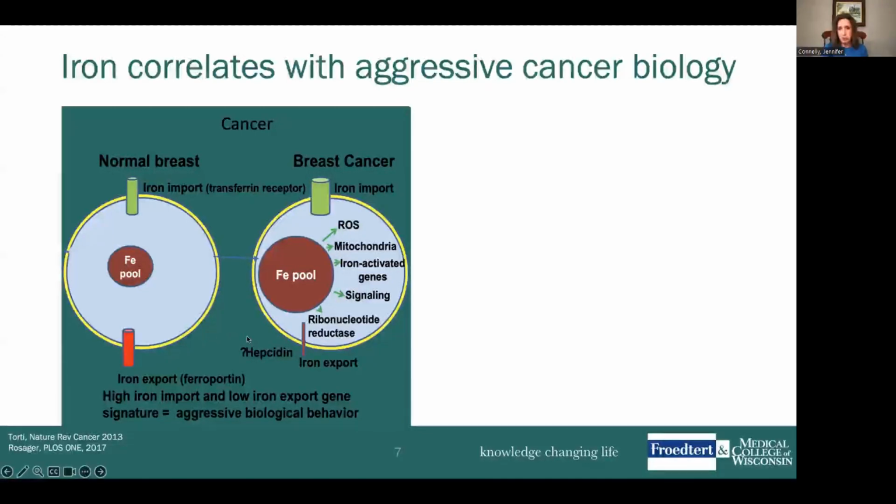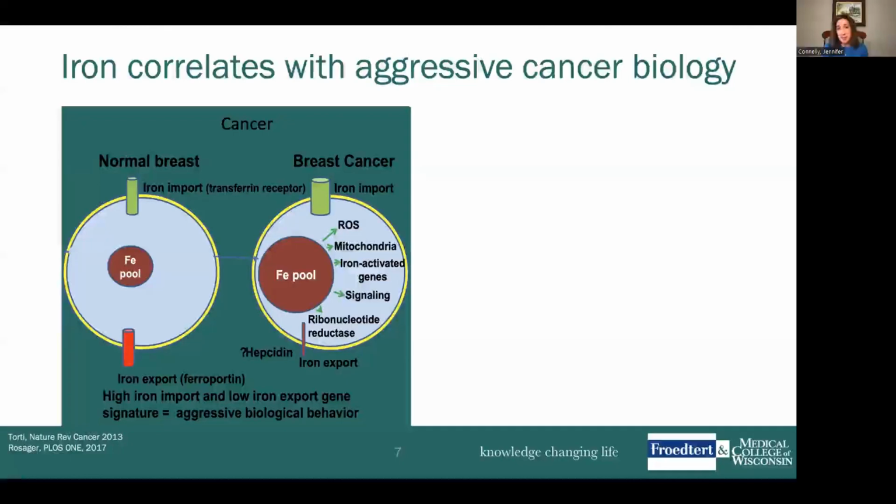In this picture here, this study was looking at breast cancer. And what they found was that the iron import system, these transferrin receptors, were actually increased in number, and the amount of export was actually decreased. And what that results in is an increase in this iron pool. And the reason the cancer needs more iron is it needs to fuel all these processes that depend upon iron that lead to increased cell division.